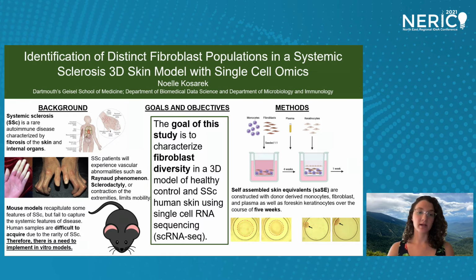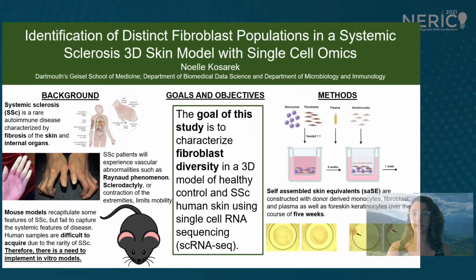You can see some of those vascular abnormalities in this photo on the left of Raynaud's phenomenon. Patients will also develop sclerodactyly, when their skin contracts so tightly that it causes this claw-like feature. Further, mouse models fail to recapitulate all the systemic features of this disease, and human samples are often difficult to come by given the rarity of this disease. So the goal of this study is to characterize fibroblast diversity, those collagen-producing cells, in a 3D model of healthy control and SSc human skin using single-cell RNA sequencing.